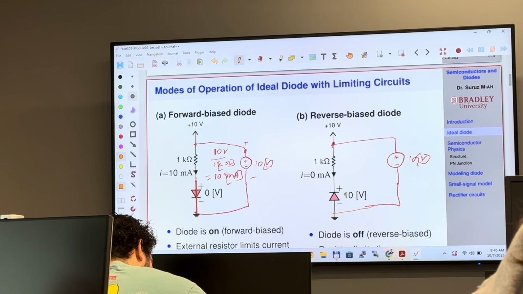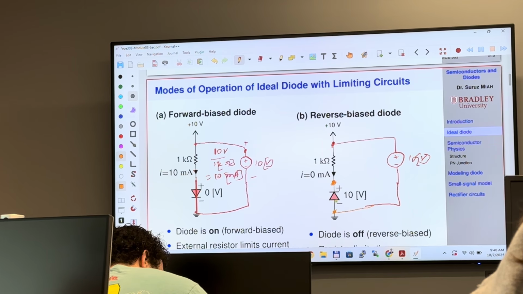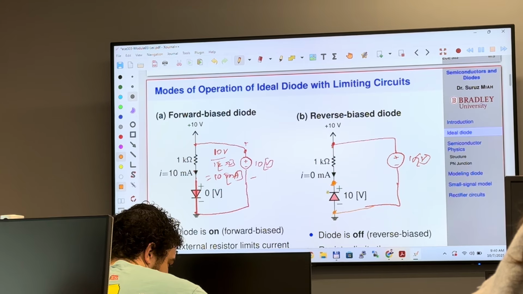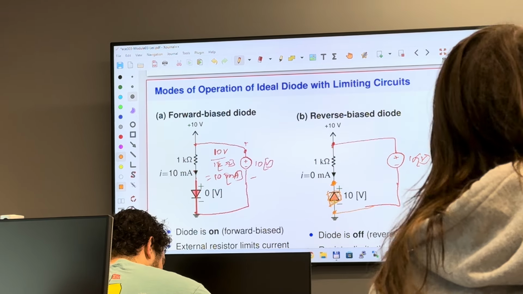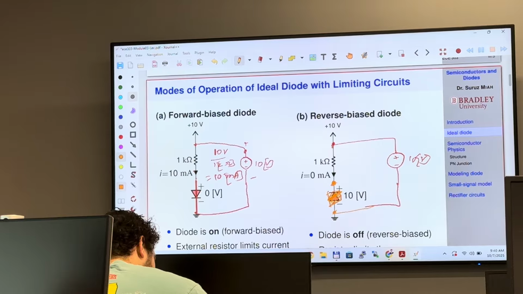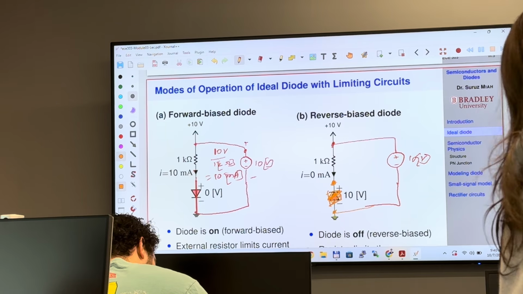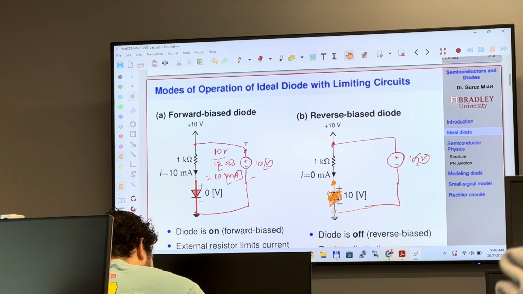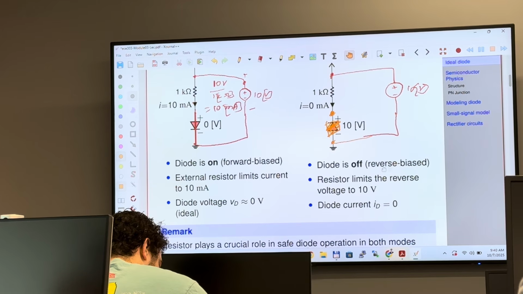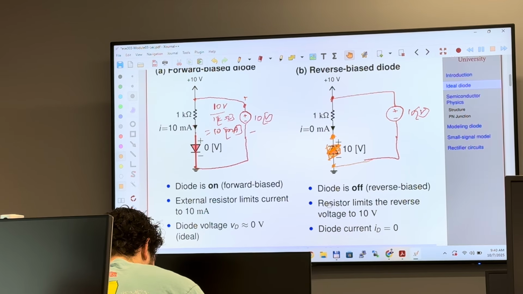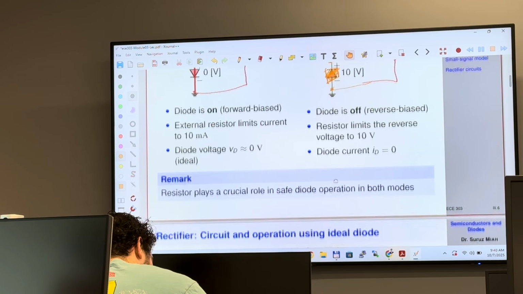So it is 10 volt. If you have a voltmeter here and here, you will see that it's going to be 10 volt, and you can think of this as an open circuit. So here, cathode voltage is more than anode voltage. That's why it is reverse bias, and it is going to be off. So we say that diode is off, reverse bias, and resistor limits the reverse bias voltage to 10 volt, and this diode current is going to be 0 milliamp.